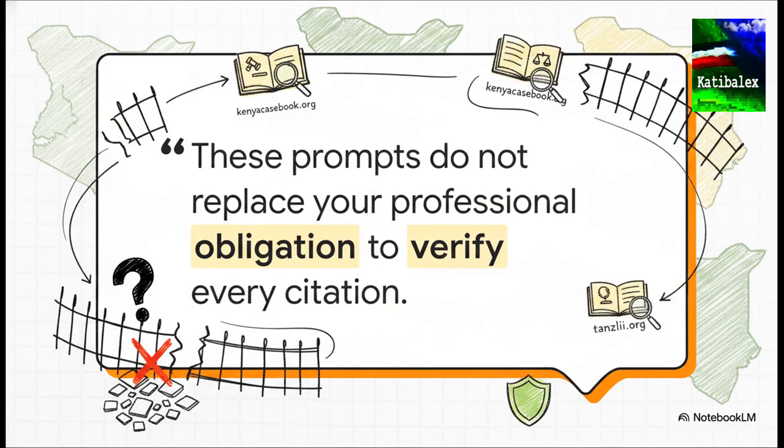But, and this is absolutely crucial, here's the most important takeaway. While these prompts and platforms like KatibaLex rigorously fence the AI in and force it to respect East African reporting rules, they aren't magic. They drastically reduce the risk, for sure, but they do not eliminate it. You must still physically verify every single case directly at official sources like kenyalaw.org, ulii.org, or tanzlii.org.